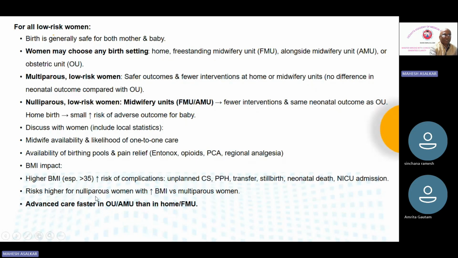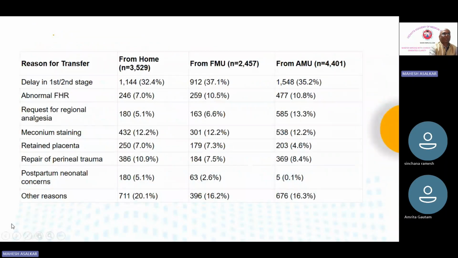Okay, so advanced care is faster if the patient is in obstetric unit or alongside midwifery unit than at home or FMU, because the transfer will be required. Here the transfer is very easy because it is alongside the obstetric unit. Okay, now let's see about this particular study.